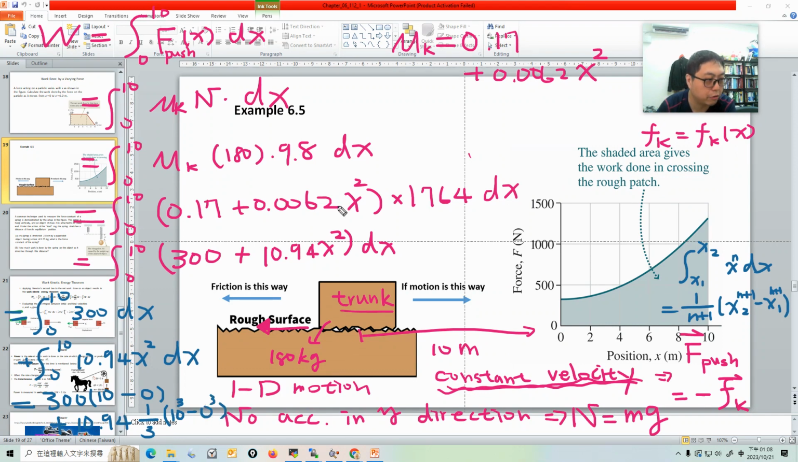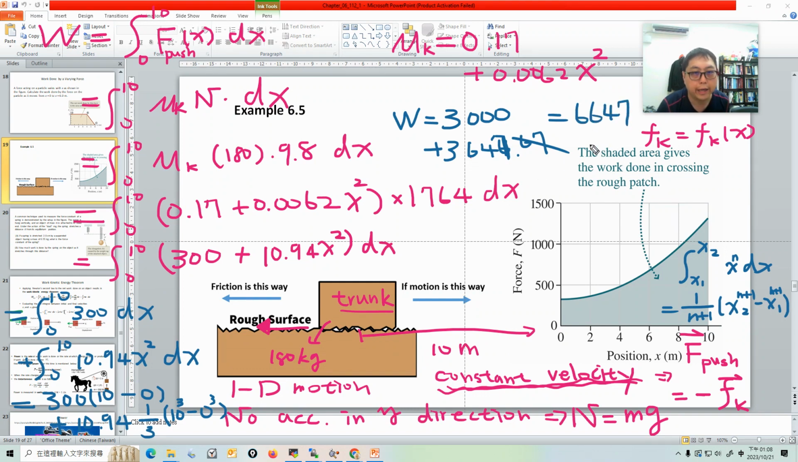So let's calculate the total work. It's 300 times 10, so 3,000, plus, and it's 10 to the power 3. Okay, let's use a calculator. 10 to the power 3 minus 0, divided by 3, times 10.94. So it's 3646.67. Okay, so add it together, and let's round this off. So it will be 6647.